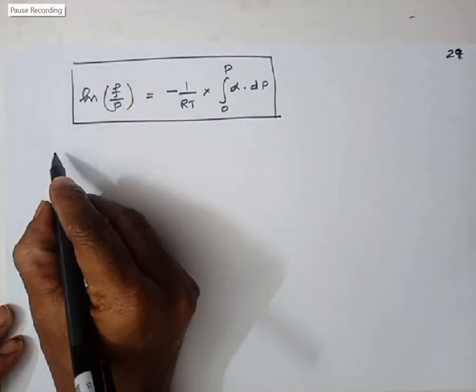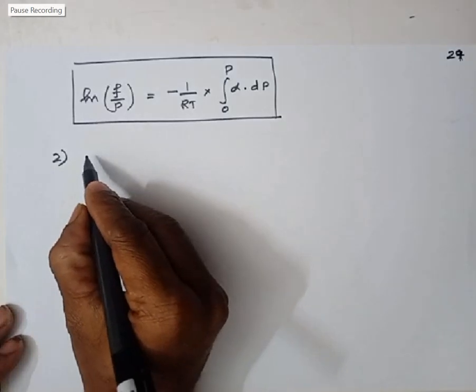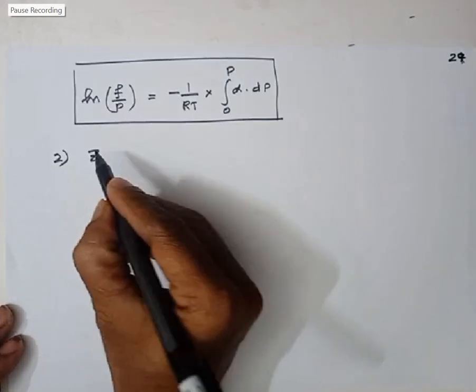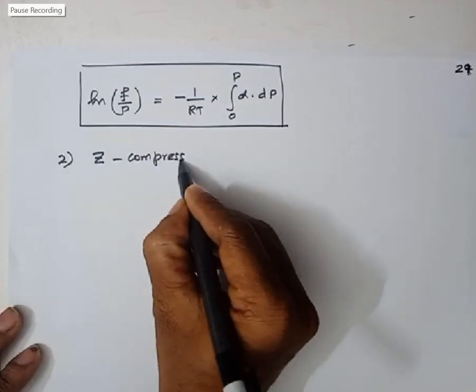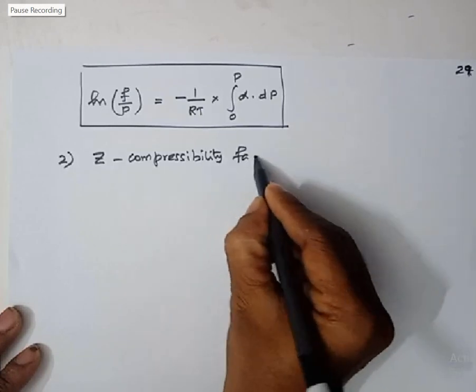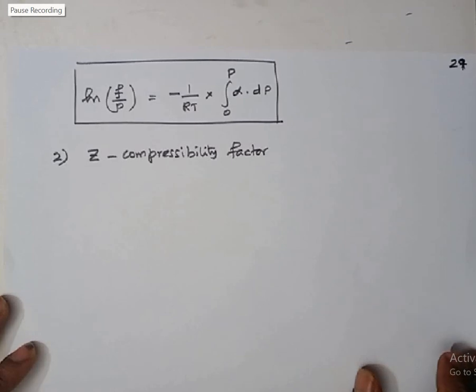Determination of fugacity. This is the second method actually. Determination of fugacity using compressibility factor Z. How to determine fugacity using compressibility factor.